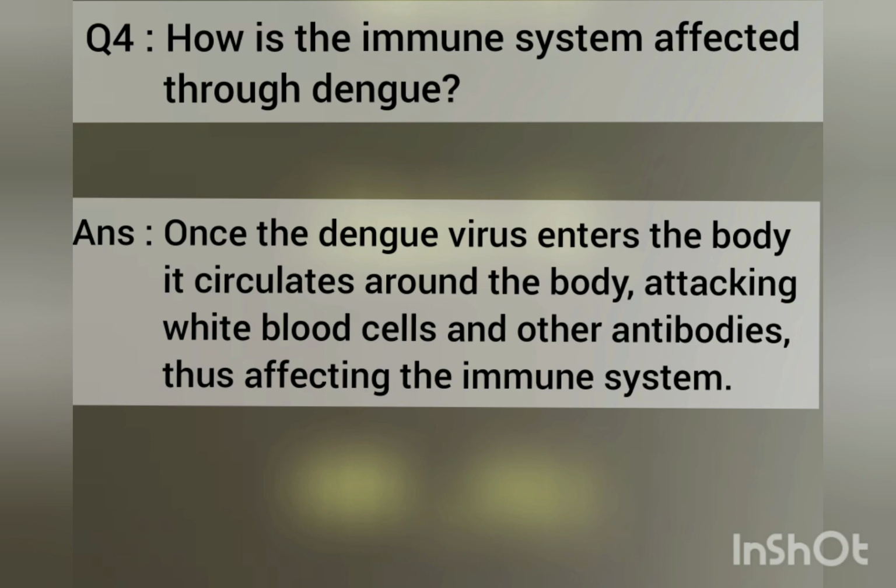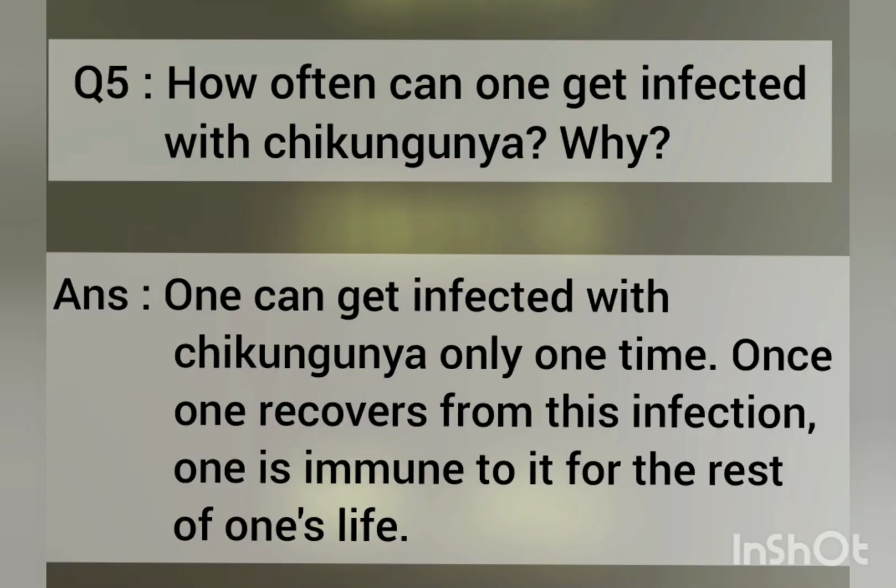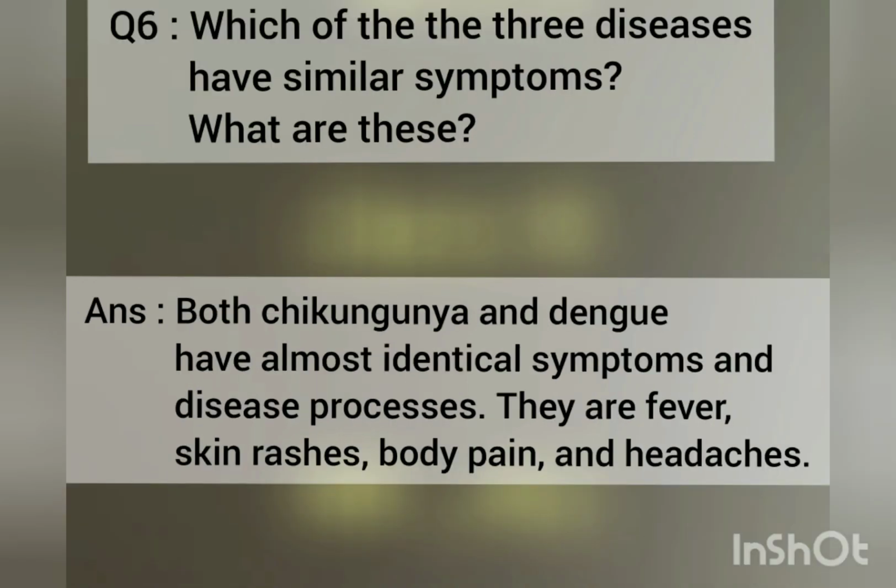Question number 5. How often can one get infected with chikungunya? Why? Answer. One can get infected with chikungunya only one time. Once one recovers from this infection, one is immune to it for the rest of one's life.